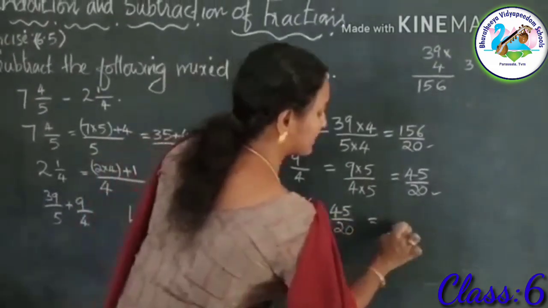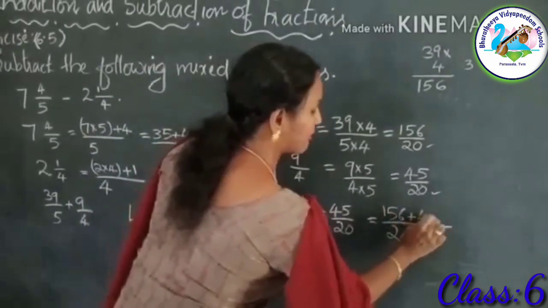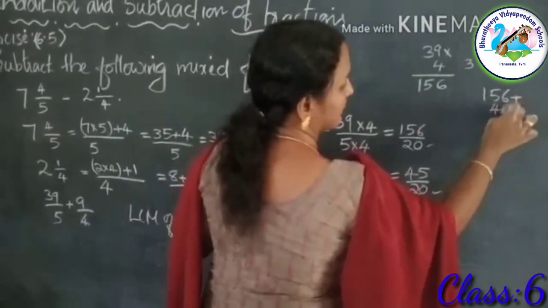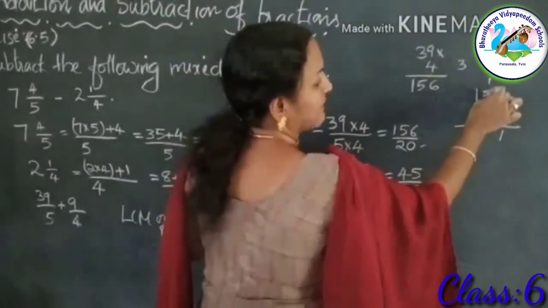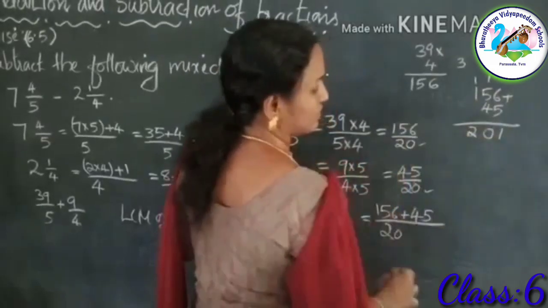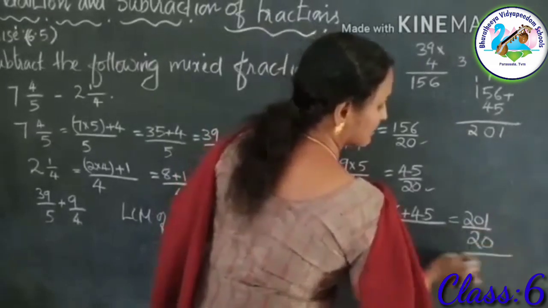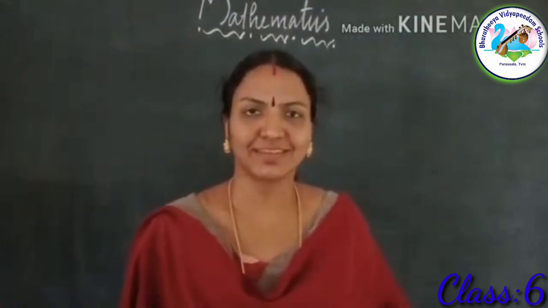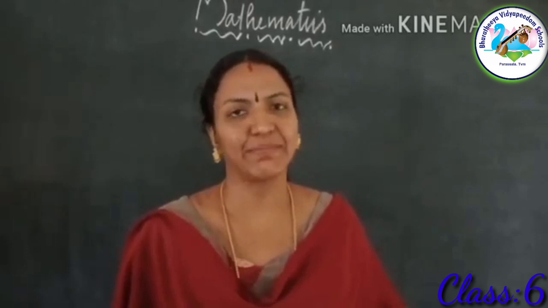The common denominator 20. Add the numerators 156 plus 45. 156 plus 45. 6 plus 5, 11, balance 1. 5 plus 1, 6, 6 plus 4, 10, balance 1, 2. So 201 divided by 20. Today we have discussed the addition and subtraction of like fractions, unlike fractions and mixed fractions.